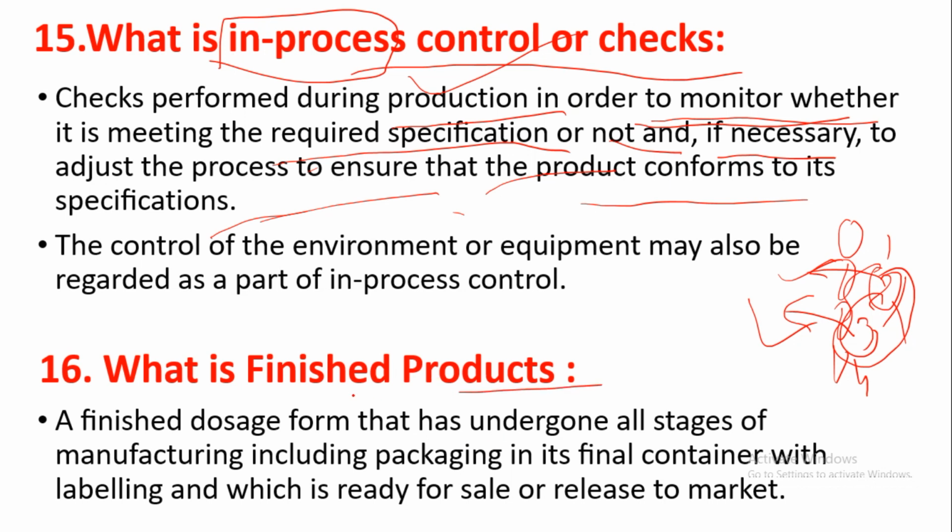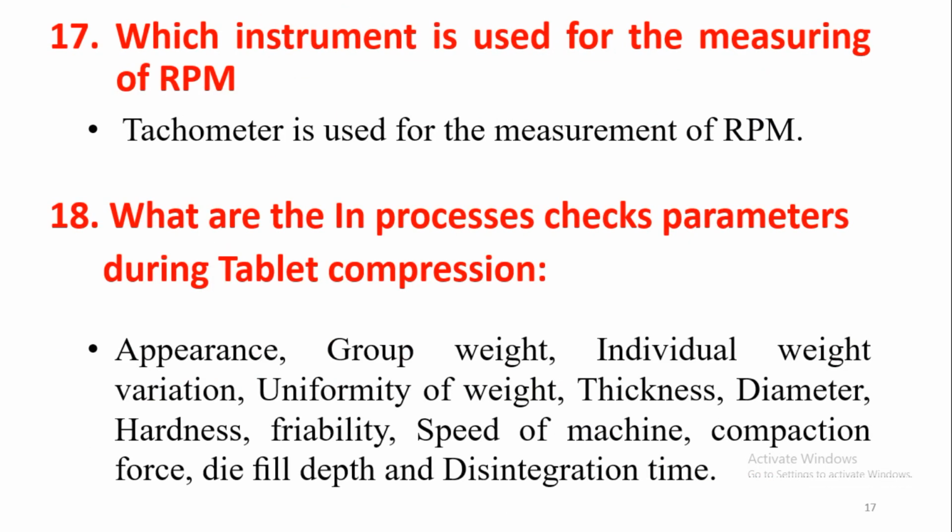What is finished product? A finished dosage form that has undergone all stages of manufacturing, including packaging in its final container with labeling, and which is ready for sale and release to market. I hope this is very clear.